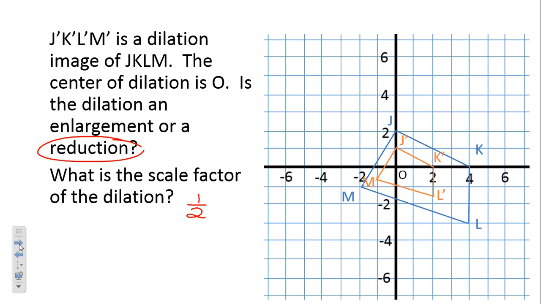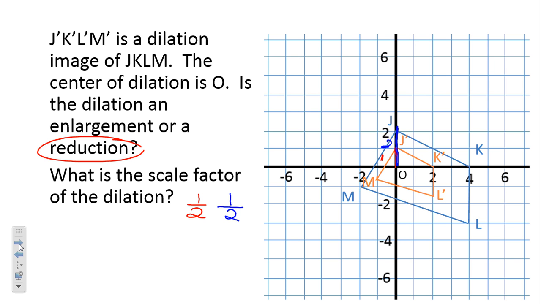So you found a convenient pair of points. The origin to J prime was a distance or a length of 1. The origin to J was a length or distance of 2. And we said it's a reduction, so we take the new divided by the old and get 1/2.